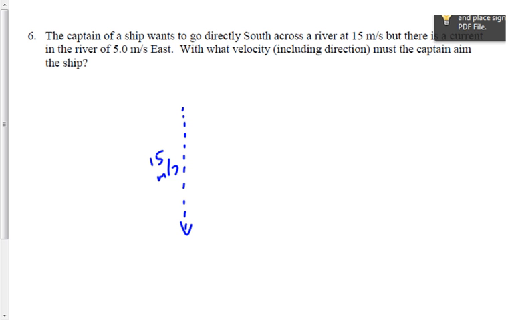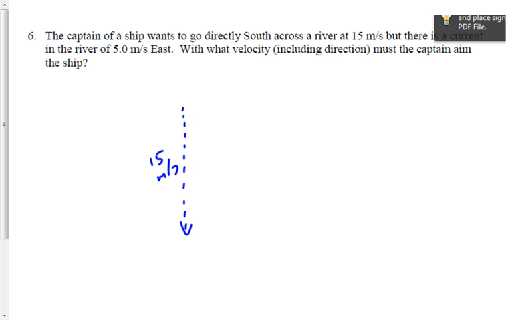Now, there's a current in the river of 5 meters per second to the east. Clearly, that's got to be a solid line vector because we can only have one dotted line vector. But it makes sense that it should be solid as well, right? Solid line vectors contribute to where you actually go. The river current isn't where you go. The river current contributes to where you go. It has a part in where we actually end up going.